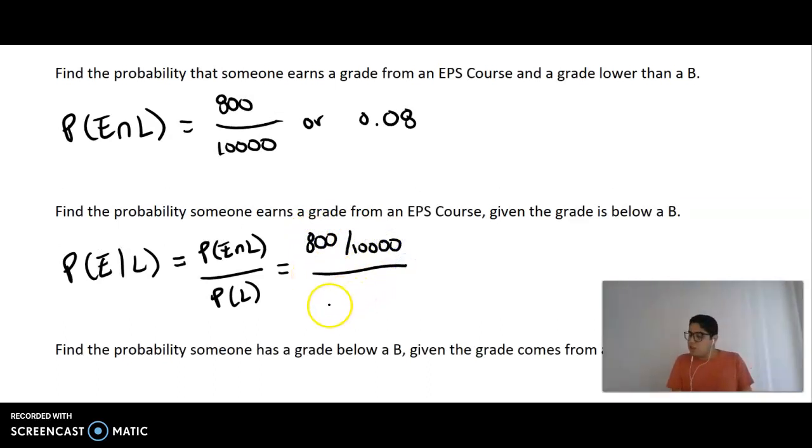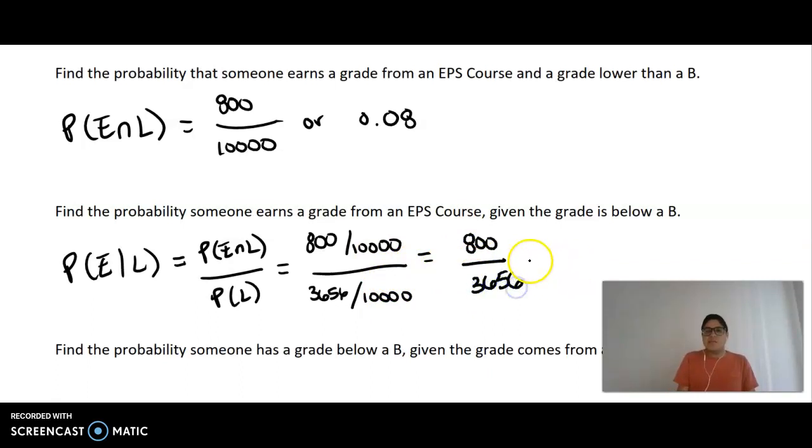And the probability it's lower than a B was going to be 3,656, also out of the 10,000. And note here that these have the same denominator, so they're going to actually cancel each other out. So I actually have 800 out of 3,656, which is approximately 0.2188. It's about a 21% chance that given the grade is below a B, it's going to come from the EPS course.